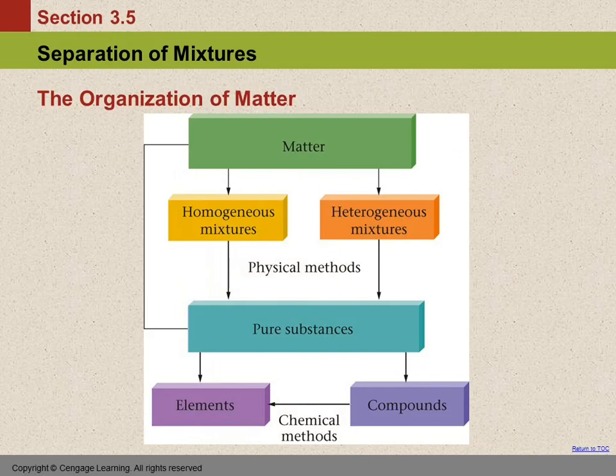So here's just an overview of the organization of matter. So matter is, we've got mixtures, homogeneous or heterogeneous mixtures. Those can be separated by physical methods into pure substances, which is the other category of matter. Pure substances are compounds and elements, and we can separate compounds into elements using chemical methods. To turn a compound into elements involves changing the particles. A physical method of separation doesn't involve changing the particles, you're just separating them. So that's kind of an overview.